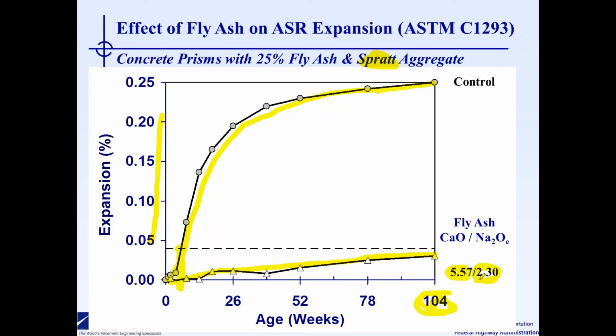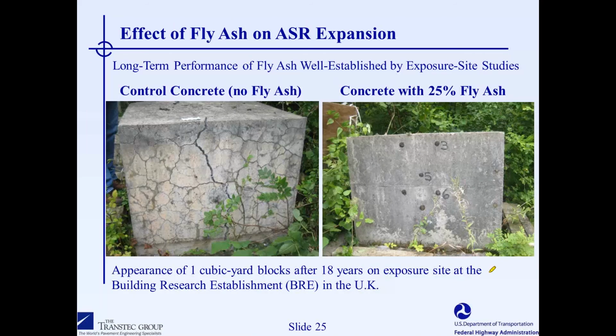We're doing this despite the fact that this fly ash has an alkali content which is higher than the alkali content of the cement that it's replacing. So again, this is indicating the fly ash is doing something beyond just mere dilution. We've known about the ability of fly ash, or class F fly ash, low calcium fly ash, to control ASR for a long time. In addition to many lab studies, there have been many field studies like this one here.